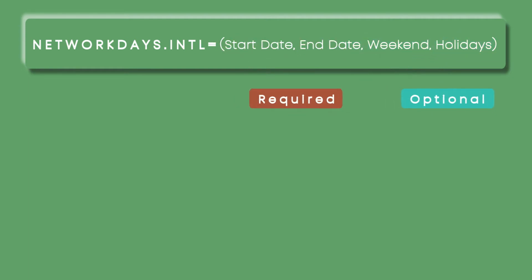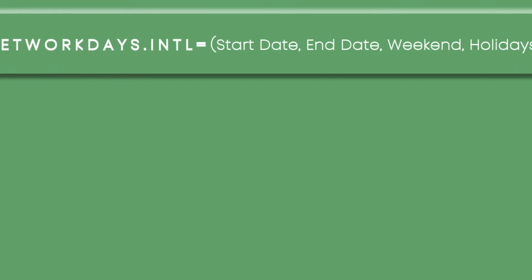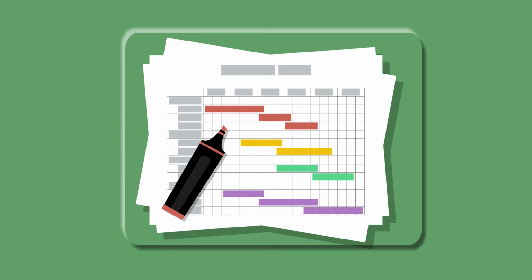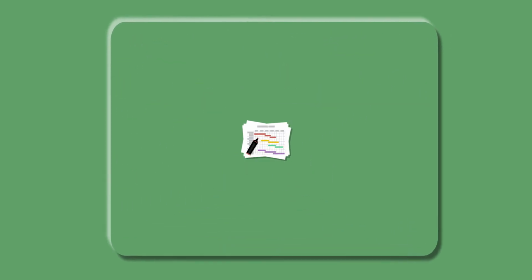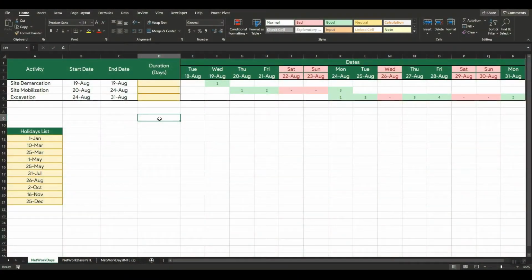Now, where are these functions typically used? Many construction managers and project planners often use schedules or Gantt charts to plan and track their projects. Here is a sample layout of such a schedule. We have an activity list followed by start and end dates on the left. We have the time view on the right, where each column represents a day.